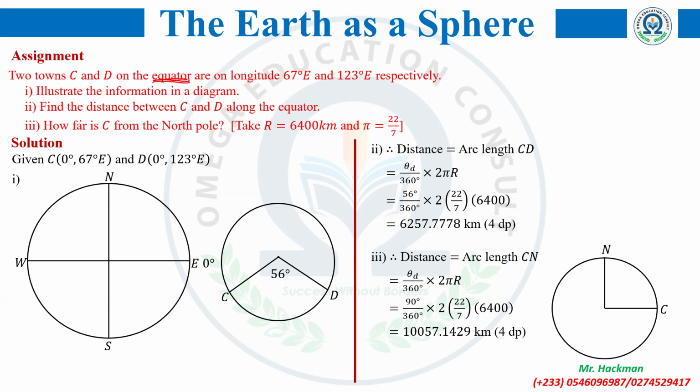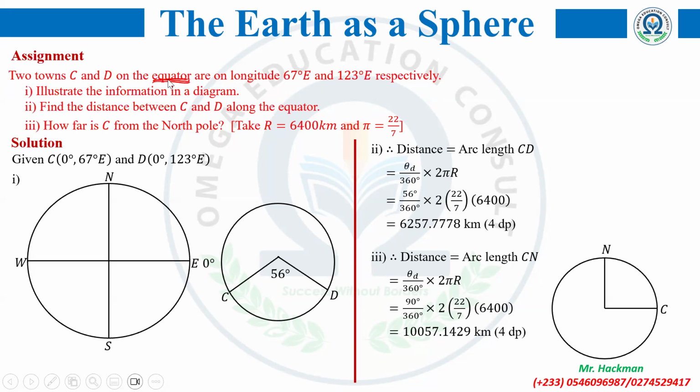As usual, for reading a question, underline the salient part. The first thing that you write is what? Solution. After writing solution, you pick the vital information in the question that will help you deal with the solution. In this case, you'll be given 2 points. The first one is C. In terms of points on the Earth's surface, on the globe, we always state what? The latitude followed by what? The longitude. The latitude of C is the equator.